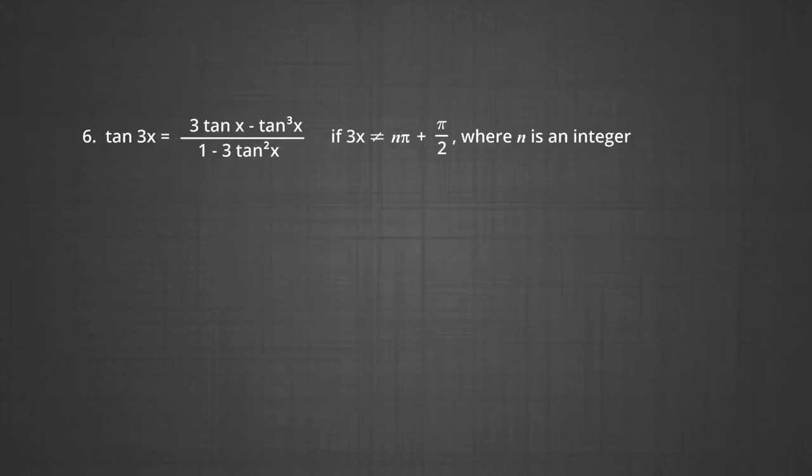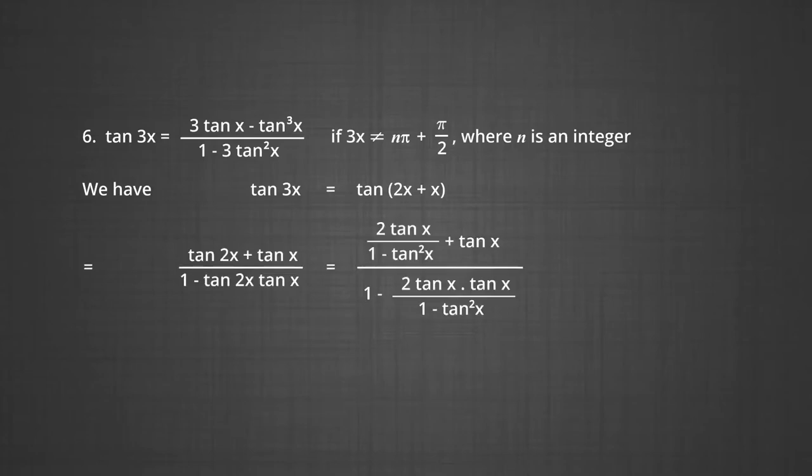Now, we will prove tan 3x is equal to 3 tan x minus tan cube x upon 1 minus 3 tan square x, provided 3x should not be equal to n pi plus pi by 2, where n is an integer. We have tan 3x is equal to tan of 2x plus x. Using the formula for tan of x plus y, tan of 2x plus x can be expressed as tan 2x plus tan x upon 1 minus tan 2x into tan x.